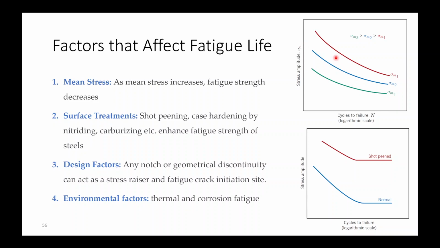As you can see here, as the mean stress is increasing, fatigue is increasing as fatigue strength is decreasing. And in this case, the graph is coming down, because if the material is shot peened, then it is showing better fatigue strength.